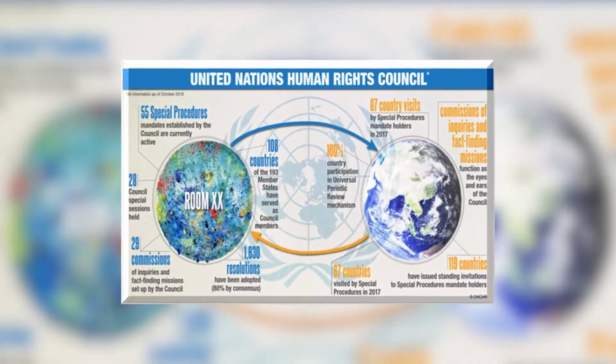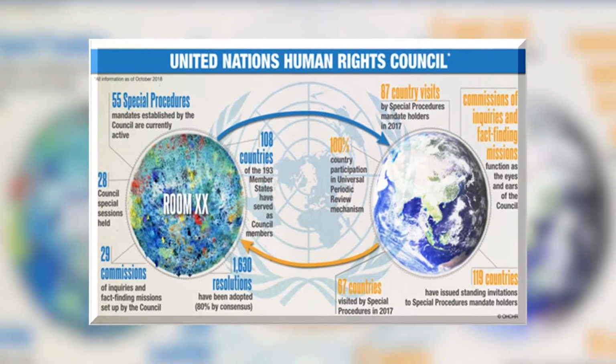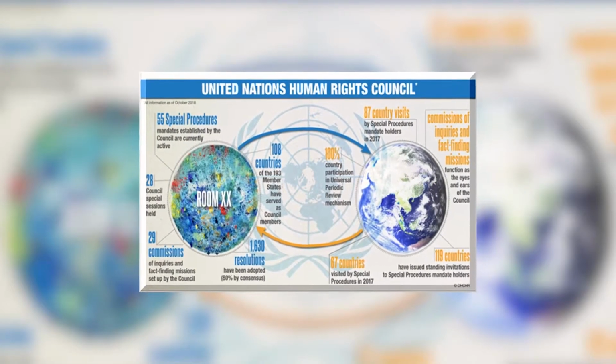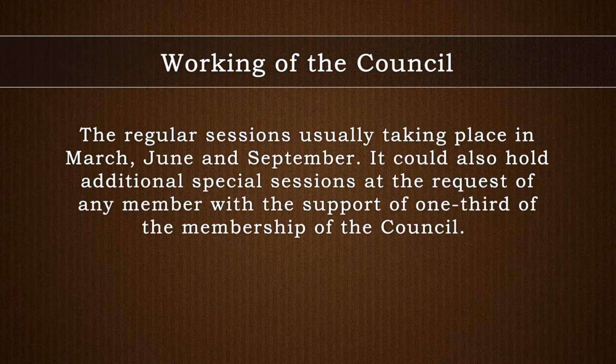In this second part of the lecture, we are going to discuss the powers and functions of the Human Rights Council and its new methods to promote and protect human rights all over the world. So, let us begin. The Human Rights Council meets for at least 10 weeks per year at the United Nations office in Geneva, Switzerland. The regular sessions usually take place in March, June and September.